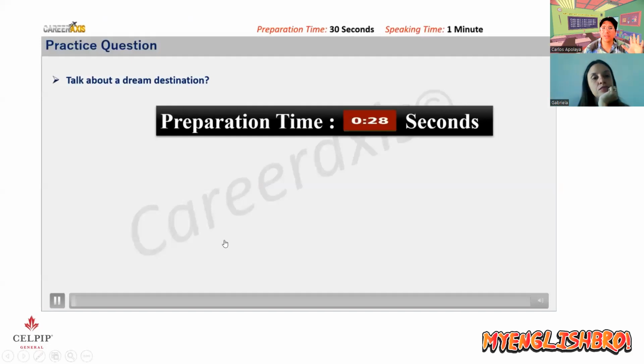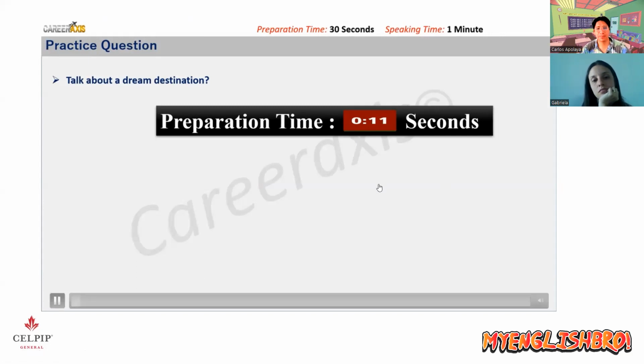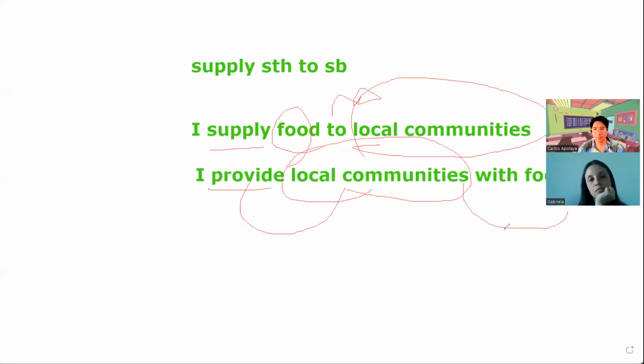Talk about a dream destination. Tienes 30 segundos para prepararte. Piensa, quiero que me hables de your dream destination. ¿Ok? Tienes 12 segundos. Piensa lo que vas a decir. Okay, please tell me about your dream destination.